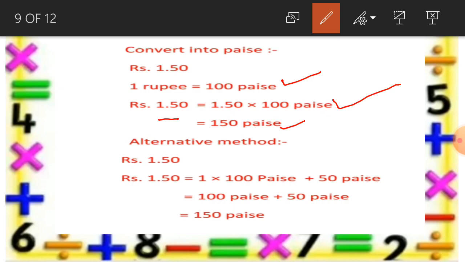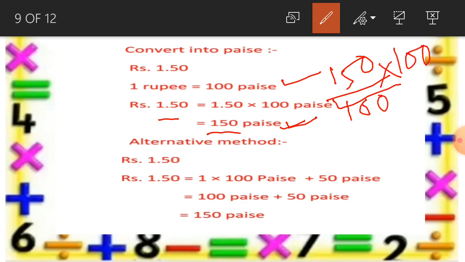we remove the point before 2 digits. If the point is given before 2 digits, we will remove the point and we will write 150 paisa as it is. Or we can do like this. We put the 1 for the point and 2 zeros, and 100, and when we divide this 100 by 100 we get 150 paisa.